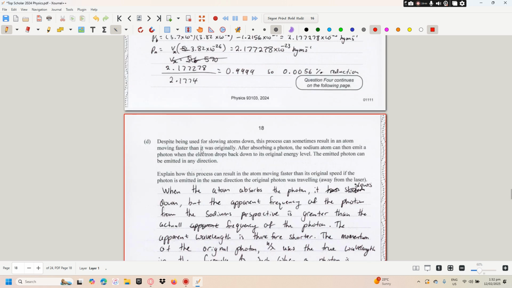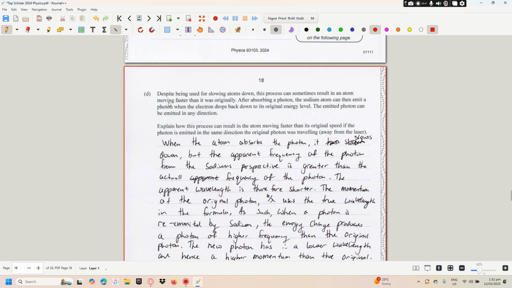But yeah. The last question is a bit of a break of the conservation of momentum. It's a bit scary. An atom can move faster than its original speed if the photon is emitted in the same direction the photon was originally travelling. So when the atom absorbs the photon, it slows down, but the apparent frequency of the photon from the sodium perspective is greater than the actual frequency of the photon, and the apparent wavelength is therefore shorter. The momentum of the original photon uses the true wavelength, not the Doppler-shifted wavelength. And so when the photon's re-emitted by the sodium, the energy change produces a photon of higher frequency than the original photon.